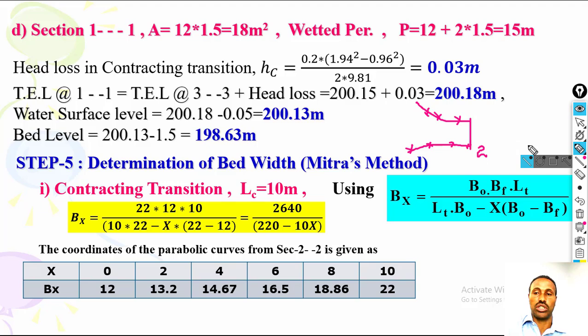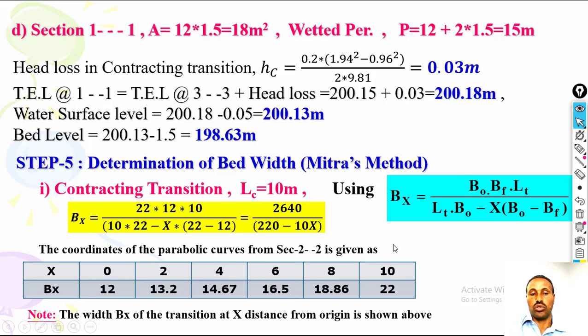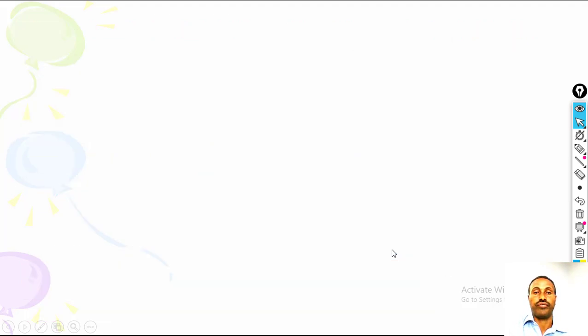So once you just design, then you can have construction. So the width Bx of the transition at x distance from the origin is this one. So this table will give you the values to plot the curve.